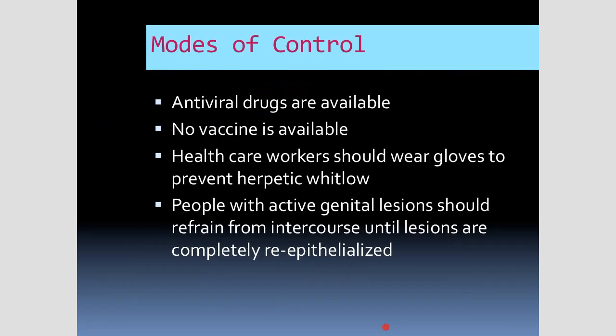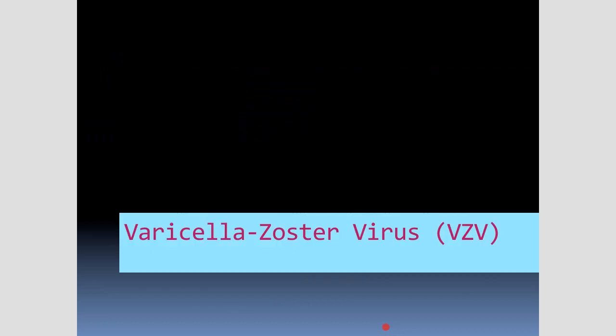And one final slide is, what do we do? Again, antiviral drugs are available. There's no vaccine available. Healthcare workers should wear gloves to prevent herpetic whitlow. I told you how many times you put on gloves. People with active genital lesions should refrain from sexual intercourse until the lesions re-epithelialize. But there is little that people can do. Okay, so I'll stop here and take shingles in more detail on Monday.